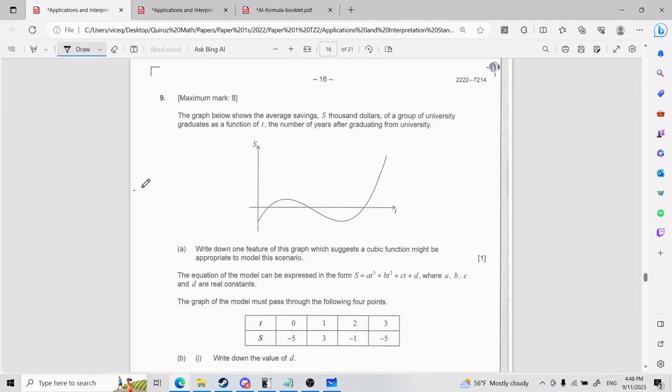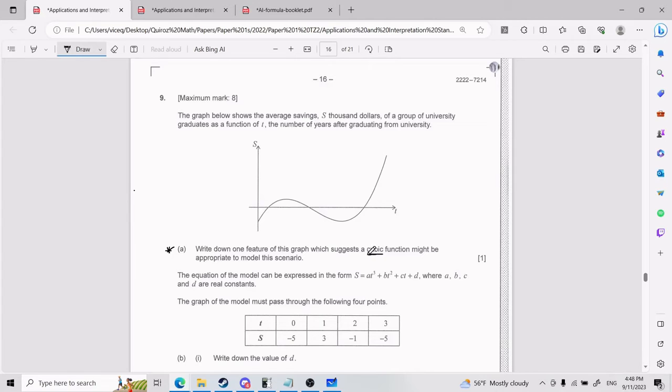And now for number 9. Number 9 is super hard. We have that the graph below shows the average savings, S, in thousands of dollars, of a group of university graduates as a function of T, number of years after graduating from university. Okay, cool. So for part A, we need to write down one feature of this graph which suggests a cubic function might be inappropriate to model this scenario.